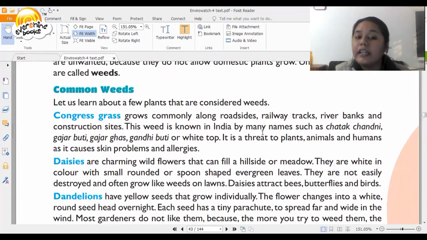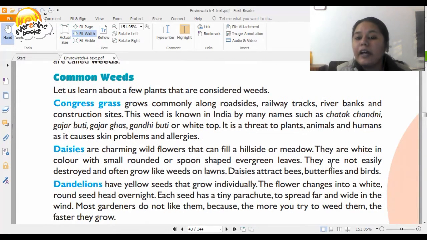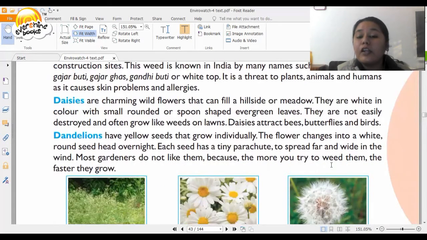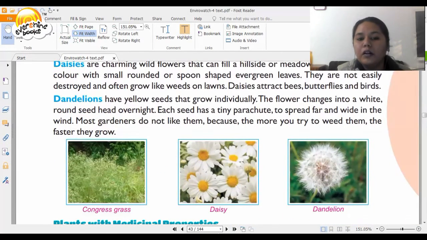Then next you have daisies. Now we all know daisy is a flower, but do we know it's a wild flower? And it can be found along a hillside or a meadow. They are white in color with small rounded or spoon-shaped evergreen leaves. They are not easily destroyed and often grow like weeds on lawns. And they attract bees, butterflies, and birds. Then you have dandelion.